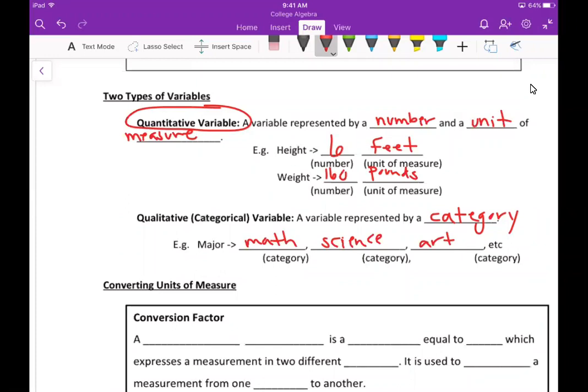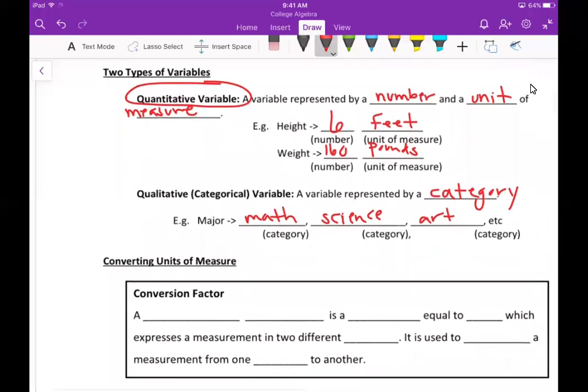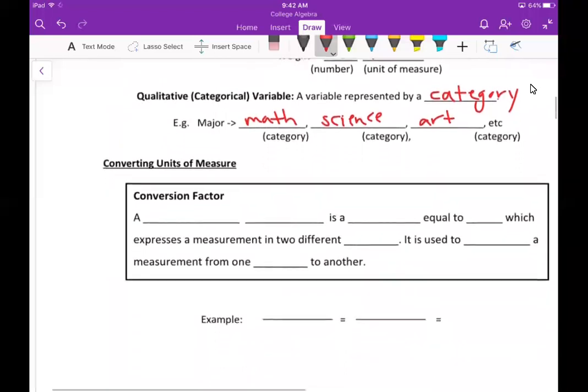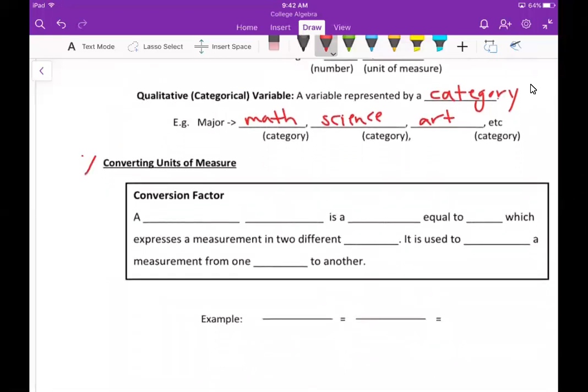The key here being eventually visualizing both types of variables. Before we get there though, we're going to start off with that quantitative variable. And the very first thing I want to talk about is how to convert units of measure.